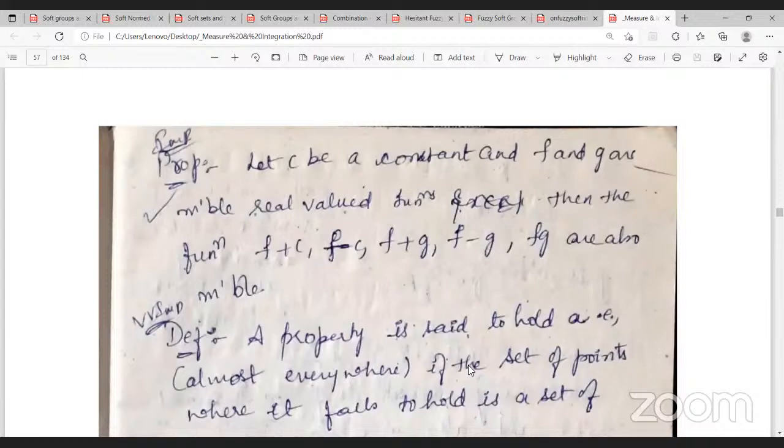Next, it is enough to prove that the set of x belonging to E such that f plus c of x greater than alpha is a measurable set.